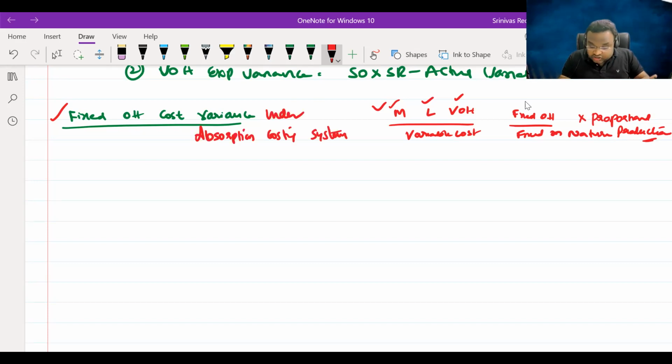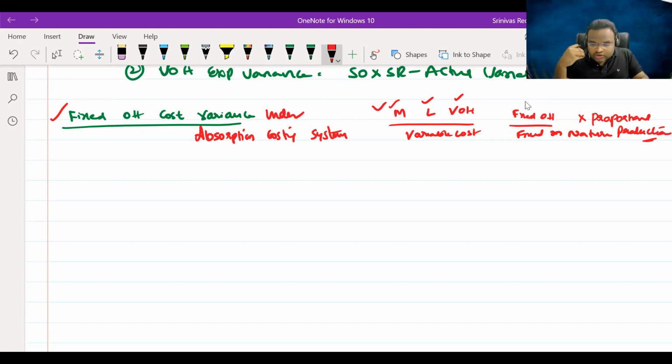So do we have any other costing system where we need to find out fixed overhead cost variance? Yes, we have a marginal costing system. Sir, material, labor, variable overhead cost variance remains the same either under absorption costing system or under marginal costing system. You are better aware because we have a problem in marginal costing where you try to find out the profit under absorption costing, the profit under marginal costing, and the reconciliation between the two.